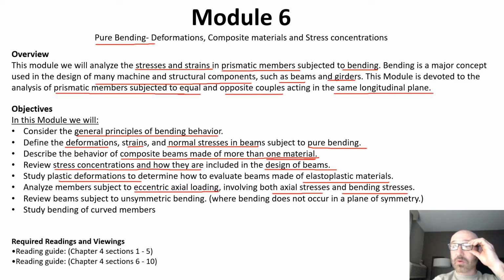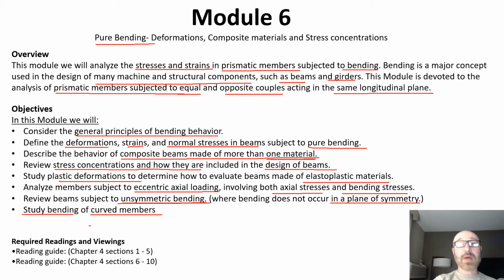We'll take a look at our governing equations behind that. We'll review beams subject to unsymmetric bending as well, not just symmetric, but now we'll take a look at unsymmetric. And this is where the bending does not occur in a plane of symmetry. So we'll see how that affects our results and our calculations. And last, we're going to take a look at bending for some curved members as well.